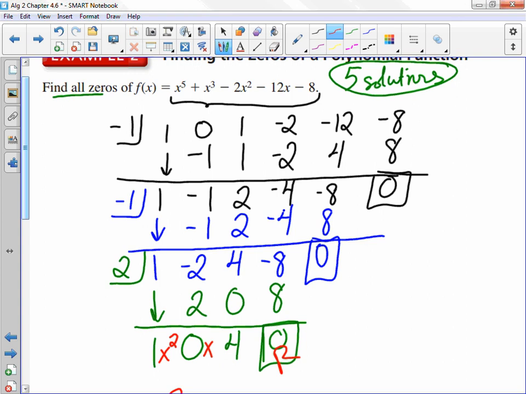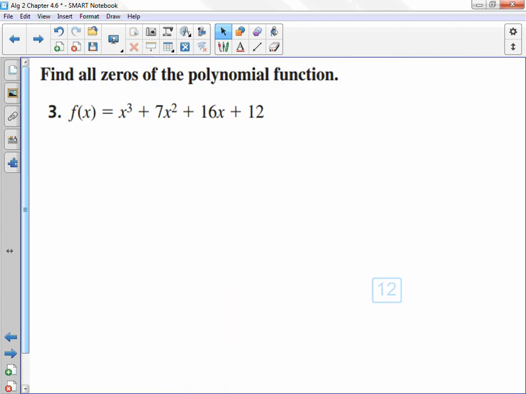Yesterday, we had to go through and use the synthetic division because we didn't, at that point, have a way to say that these were all the solutions. Now we do. So if it turns out that every single one of the solutions shows up, that's all we have to do.